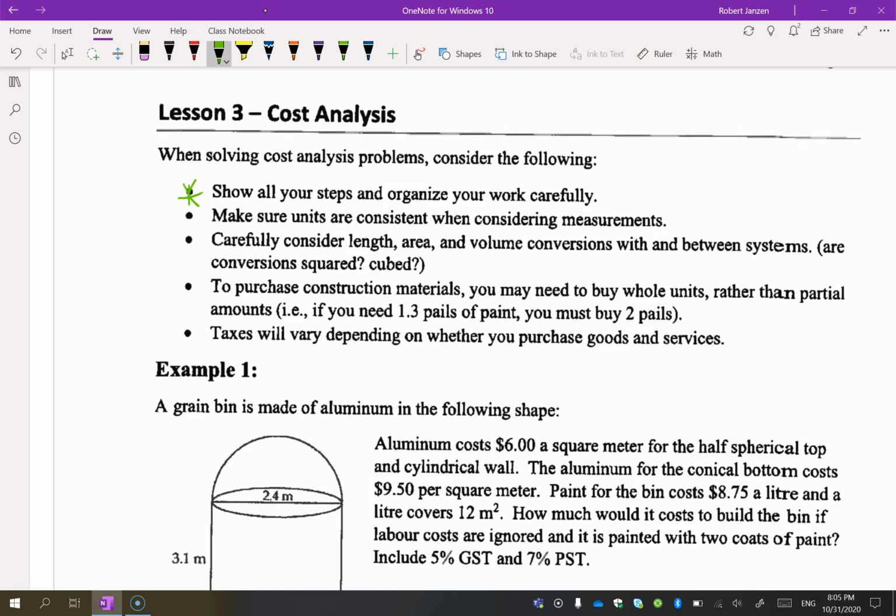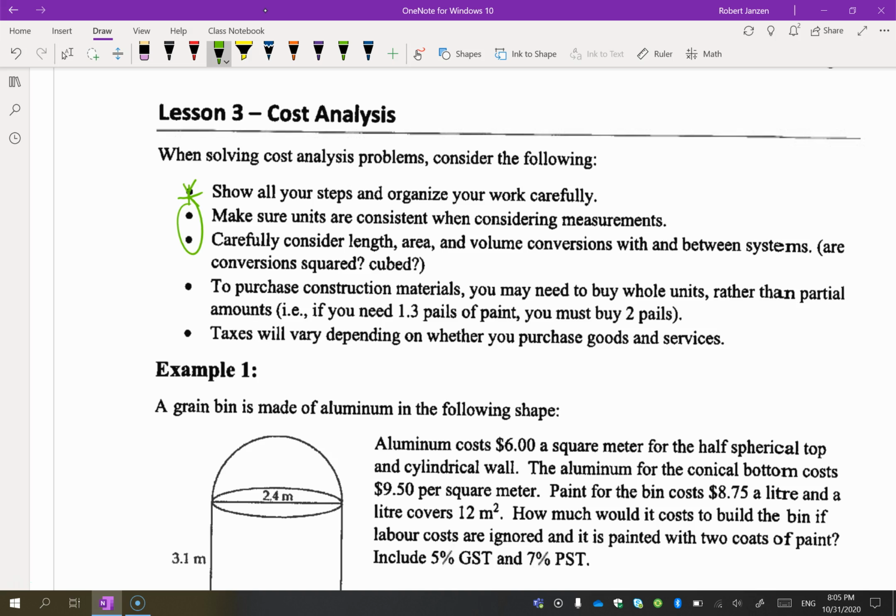Don't scribble all over the page. Work kind of in sections and keep things organized the best you can. You might even want to put little headings so that if I'm looking at it, I know what you're doing in each section. Okay, second thing you should do is make sure that you're consistent with your measures. So sometimes you're going to see a question that has meters and centimeters, or yards and meters, or square this, or cubic that. Make sure you consider the measurements.